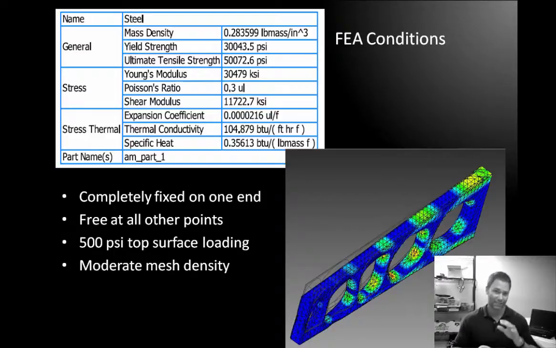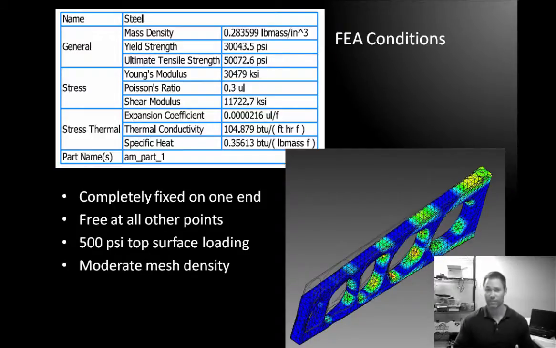So our overall boundary conditions, of course, we're going to fix the one end from all rotational movements or all rotations and all X, Y, and Z movements. It's completely fixed. And we're going to apply a 500 PSI top surface loading. Now we chose this to get a nice uniform result to see how it stresses the overall part and to avoid any erratic element stresses that sometimes pop up when you do point loads. So this equates to around 10,000 pounds of loading on this particular part.